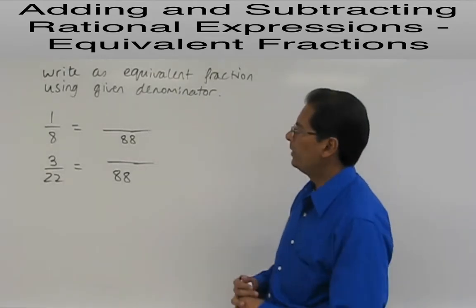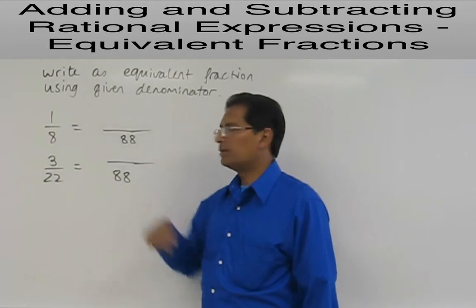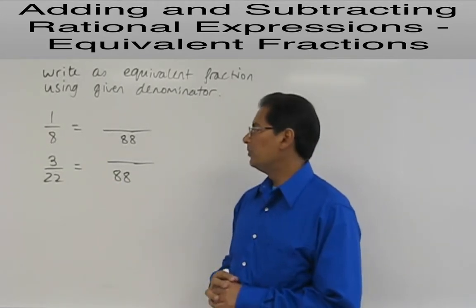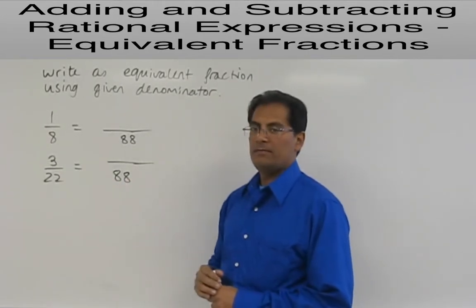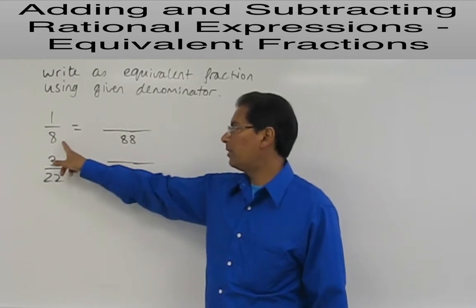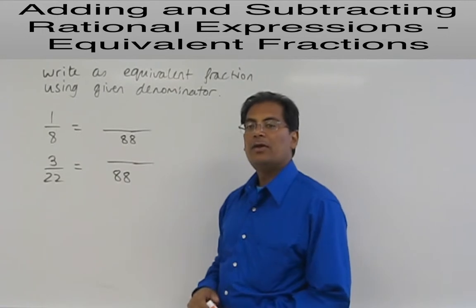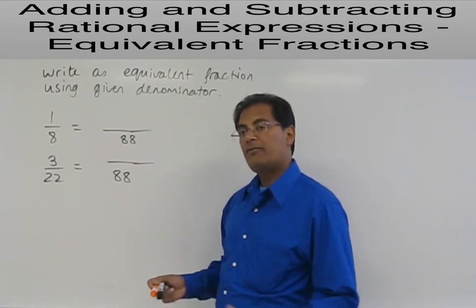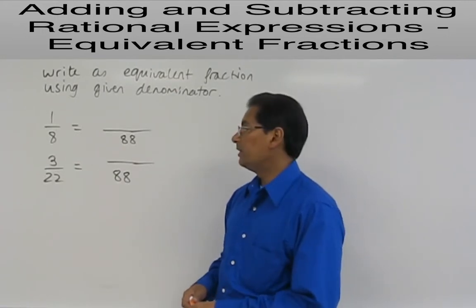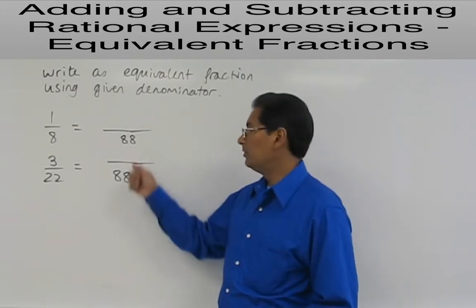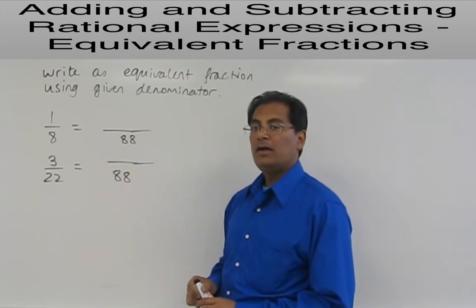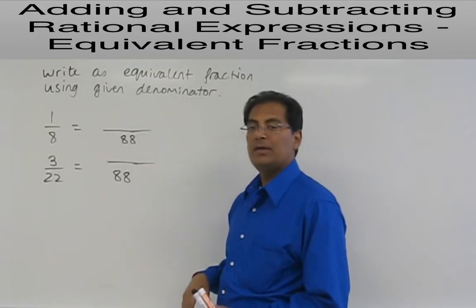You may recall that we found the LCD of 1/8 and 3/22 to be 88. The lowest common denominator of 8 and 22 was 88. And so if we want to combine these fractions eventually, we have to write them as equivalent fractions using 88 as the denominator. How do we make 1/8 into something over 88?